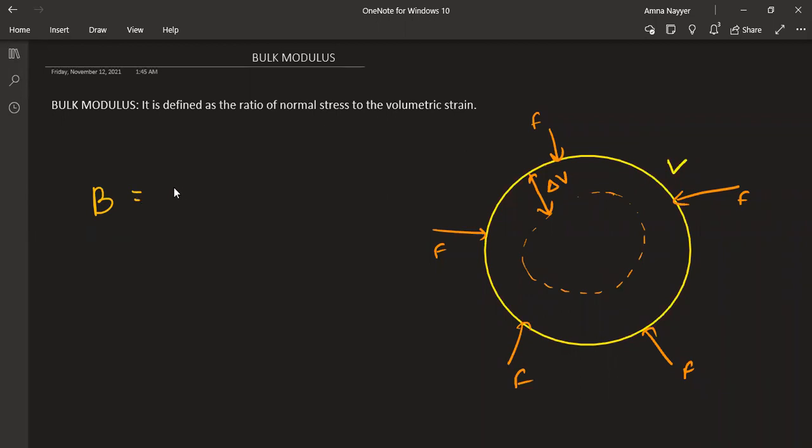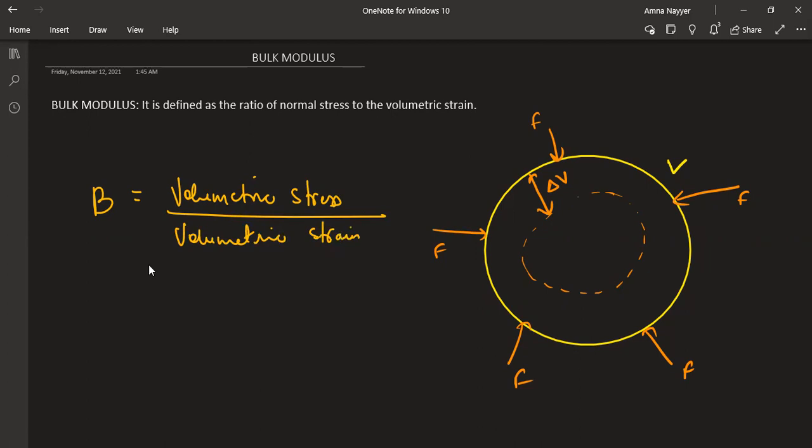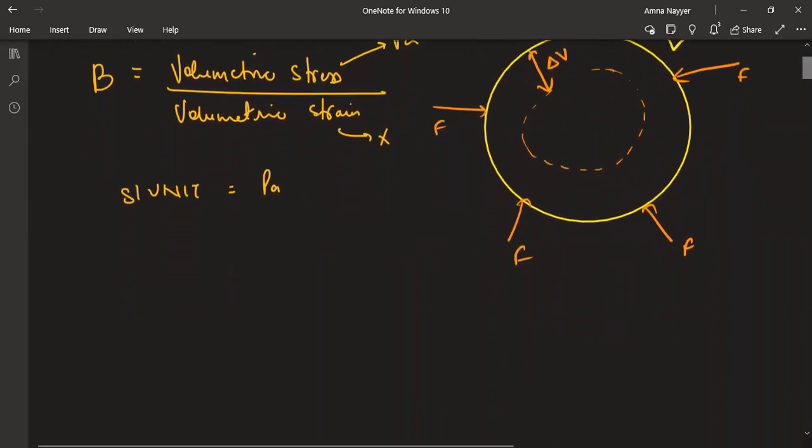So this is the ratio of normal stress, or you can take volumetric stress, to volumetric strain. So here also, see, the SI unit of stress will be force per unit area, the SI unit of pressure, that is Pascal, and strain is the ratio of the same quantity, it has no units. So SI unit of bulk modulus will be Pascals. Now formula of bulk modulus. See, volumetric stress.